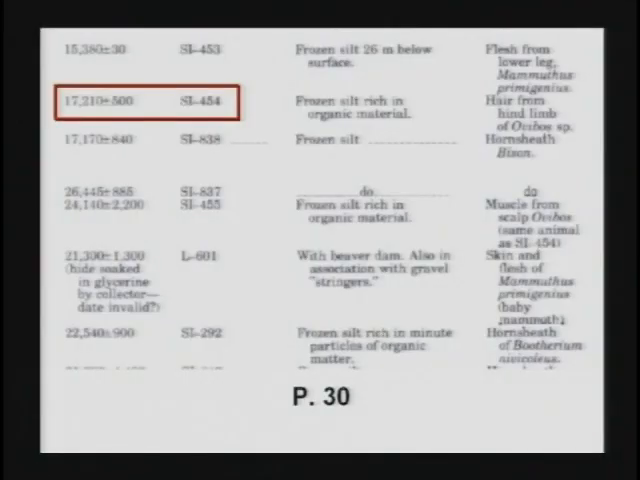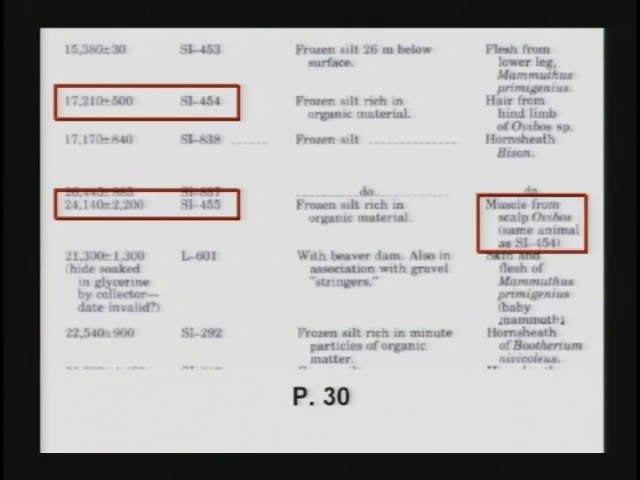They carbon dated sample number SI454. See that on the chart there? And said it was 17,210 years, plus or minus 500. Then they tested sample SI455 and said it's 24,140 years old. Well, 17,000, 24,000, wow, that's working good, until you find out that's the same sample as 454. Very same sample. Test it again. So is it 17,000 or 24,000?